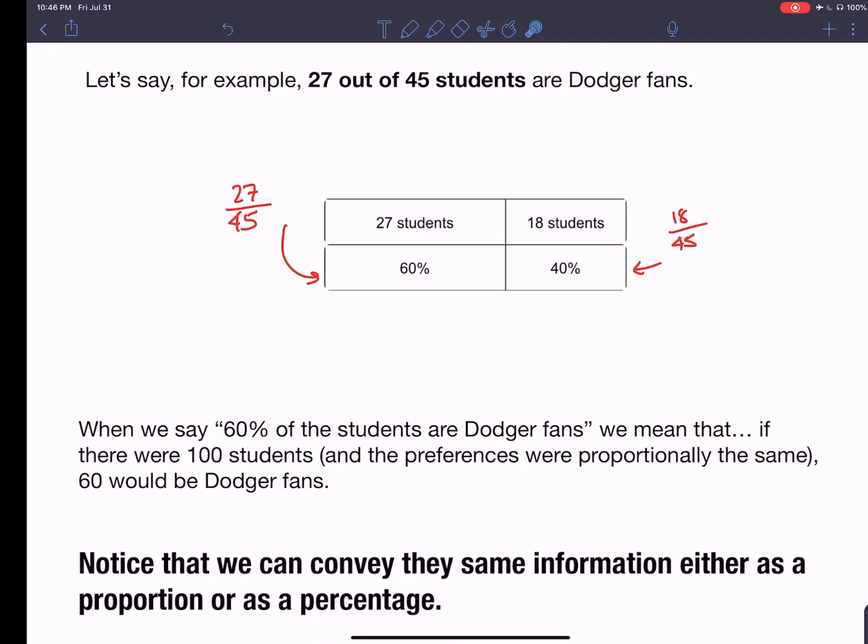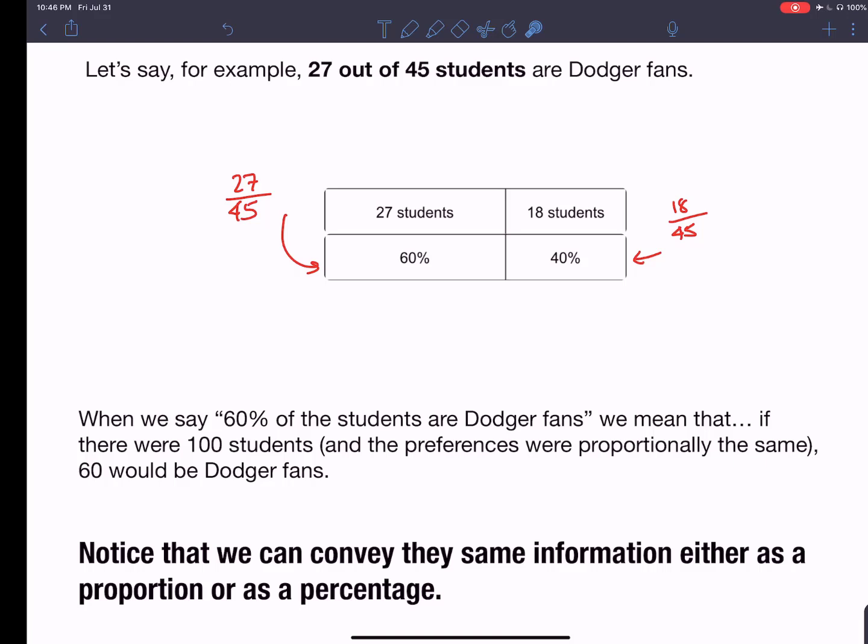And I want you to notice something. We can convey the same information either as a proportion or a percentage. This is a ratio, right? 27 students are Dodgers fans out of 45 students, out of the total. That is the same as 60%. And then backwards, 18 of the students said they were not Dodgers fans out of 45 total students asked. That comes out to 40%. 40% of students were not Dodgers fans. So these are the same. You can write this as a ratio, or you can write this as a percent.